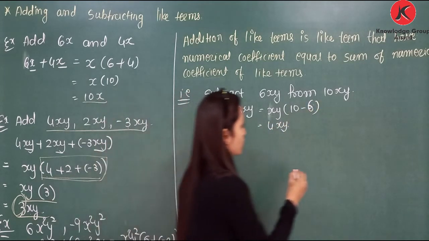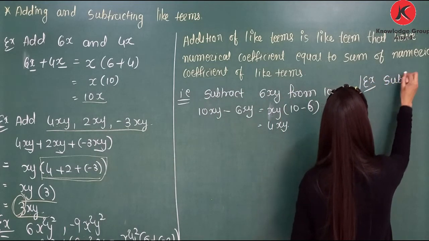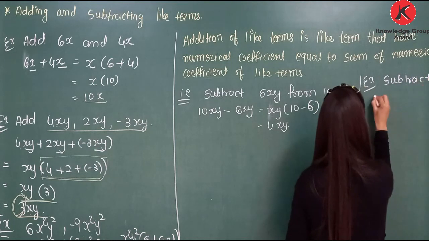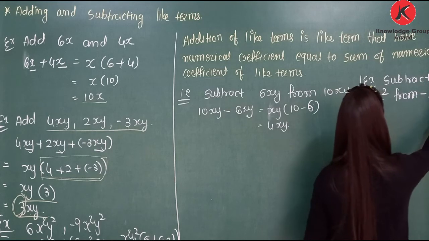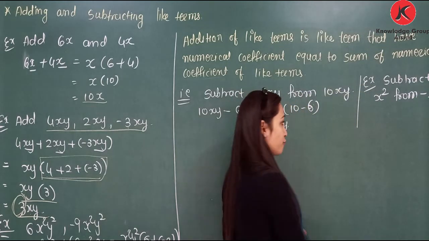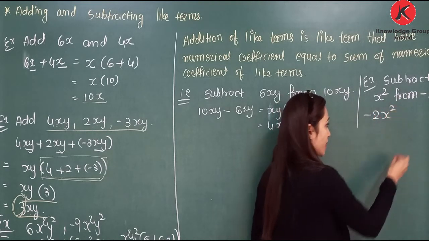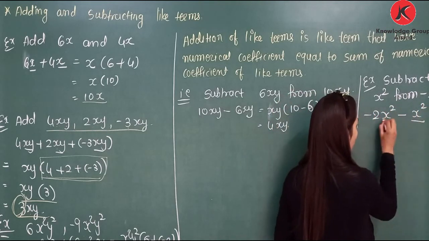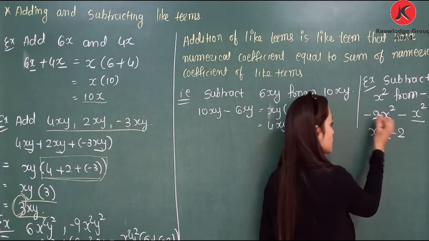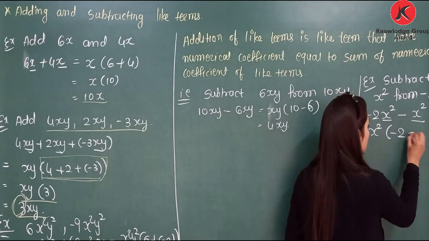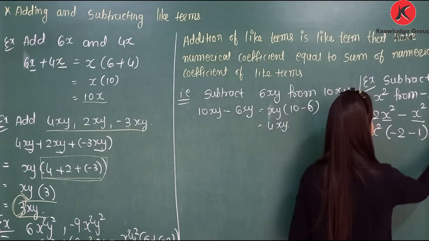Same if we take one more example. Subtract x square from minus 2x square. So from minus 2x square we need to subtract x square, which means we can write minus 2x square minus x square. x square is common. Now in the bracket the coefficient of this one is minus 2. What is the coefficient of this? It is minus 1. So the answer is minus 3x square.